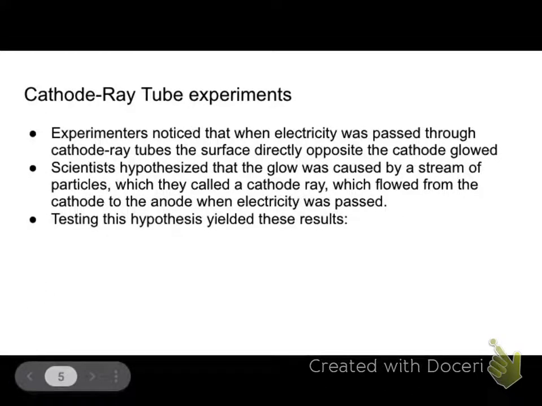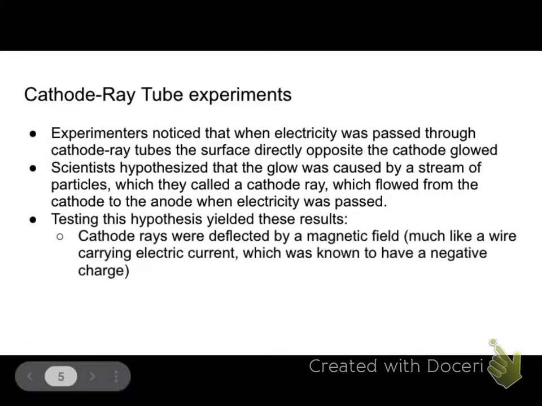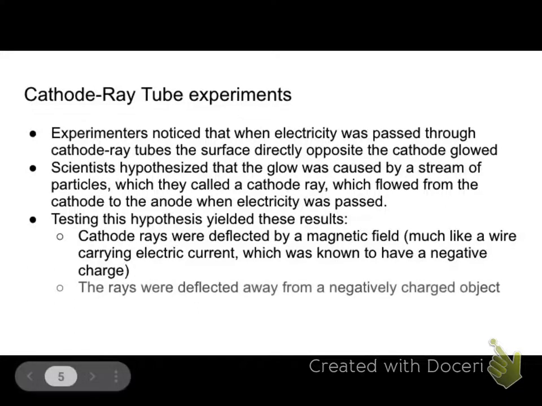Testing their hypothesis, because they wanted to test it to see if they were correct about there being a particle there causing this, they got the following results. First, they noticed that cathode rays were deflected by a magnetic field. Deflected means that they were caused to move away from it. Okay? So a wire that carries an electric current that is known to have a negative charge would react in a very similar way to a magnetic field. And they noticed that those rays were deflected away from any object that was negatively charged, placed near this tube.